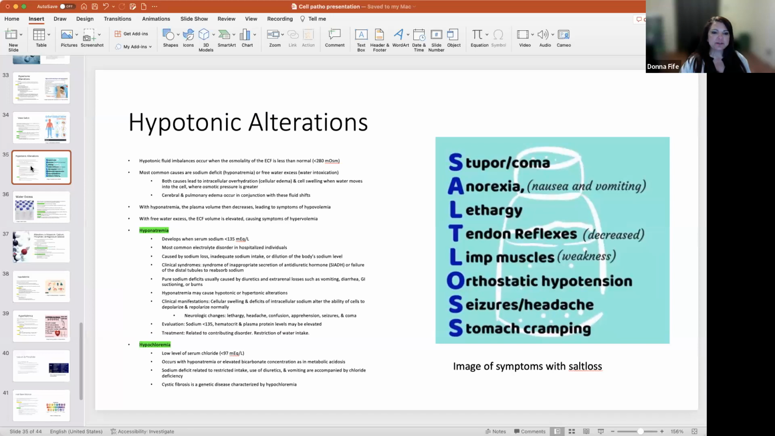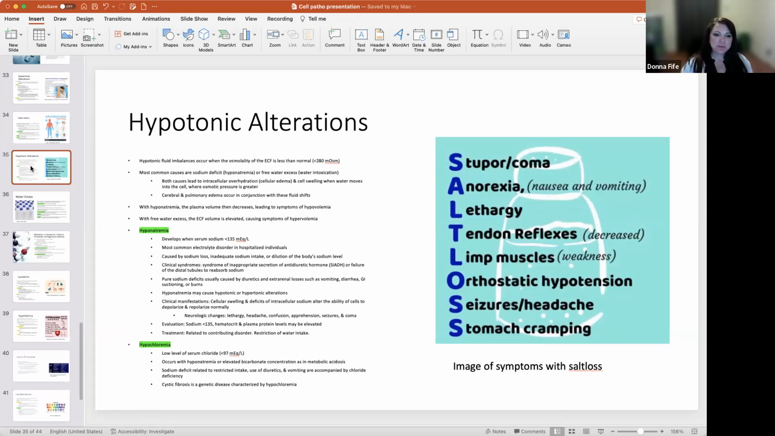Hypotonic alterations, imbalances that occur when the osmolality of the ECF is less than normal or less than 280. Most common causes of sodium deficit are hyponatremia or free water excess, water intoxication. Both causes lead to intracellular overhydration or cellular edema and cell swelling when water moves into the cell where osmotic pressure is greater.